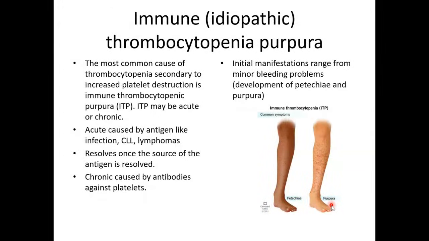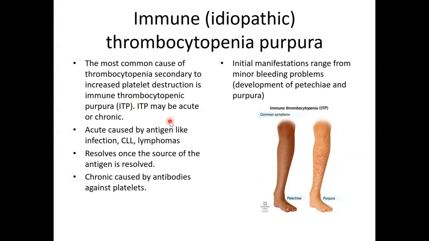The second one that I want to talk about is immune or idiopathic thrombocytopenia purpura. And it's exactly what the name says. It is an idiopathic, don't know the cause, thrombocytopenia, low platelets that cause purpura. ITP is really what it's referred to most of the time. The most common cause of thrombocytopenia, secondary to increased platelet destruction from maybe chemotherapy, is actually this ITP.